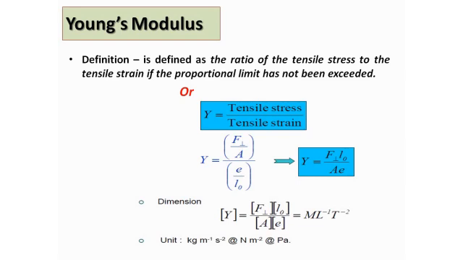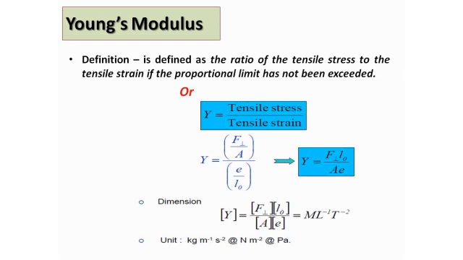Tensile stress can be represented as F by A, where F is the perpendicular force applied. Tensile strain is represented by e, the extension, divided by the original length. So Y can also be written as F L naught divided by A e, and its dimension is kg per meter per second square. This is the Young's modulus.